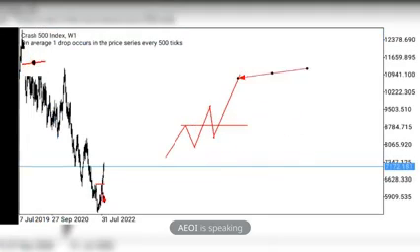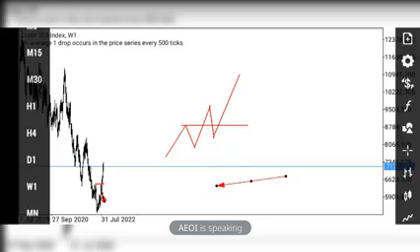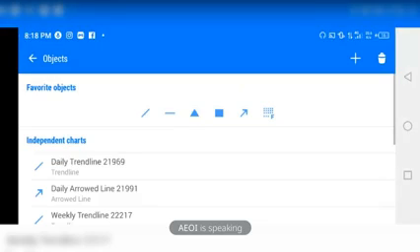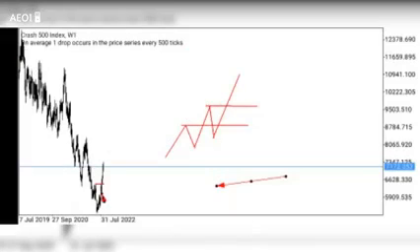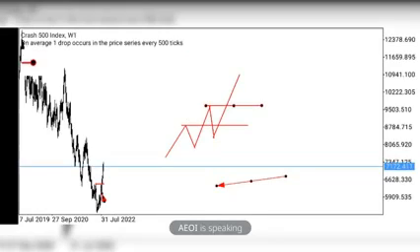Price has broken this high also. Are you with me? Price broke up this high. So now that high is also a structural point for me. Do we understand? Yes, sir. Okay, I believe everyone follows, everybody understands. So now this is my structural point. I mark all those places.